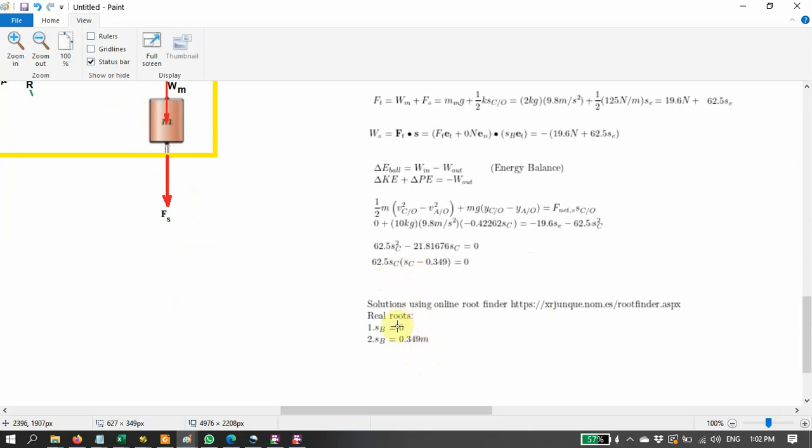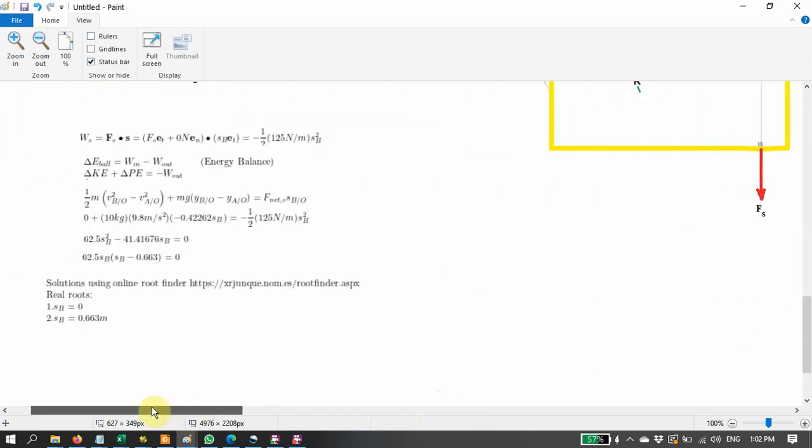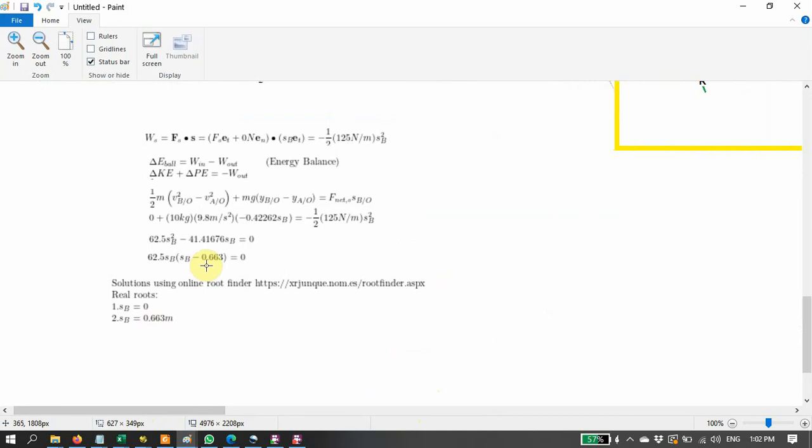0.349. I'm using a root finder from the numerical solver in order for me to get the solution. So in order for us to know that the solution is realistic, with the mass we have a shorter distance compared to the case when there is no mass attached to the spring.